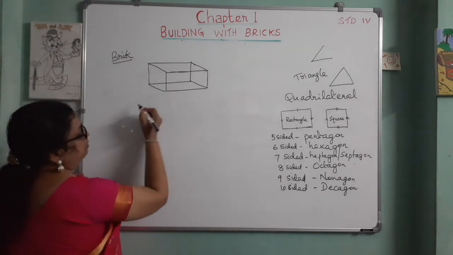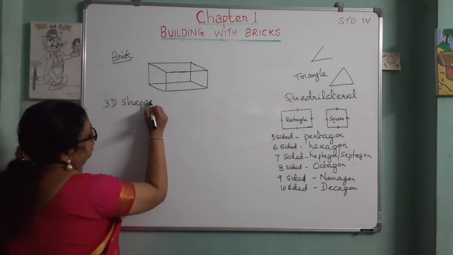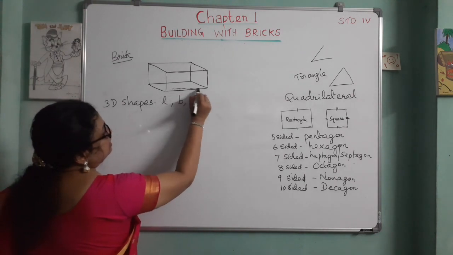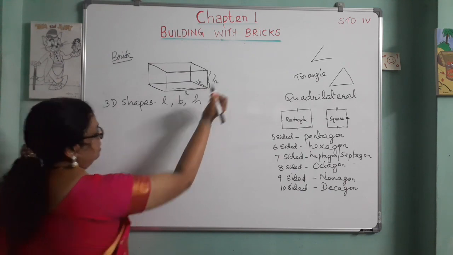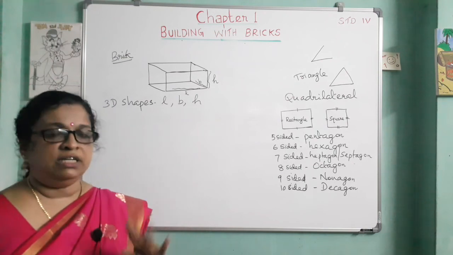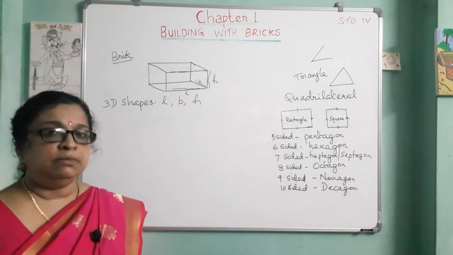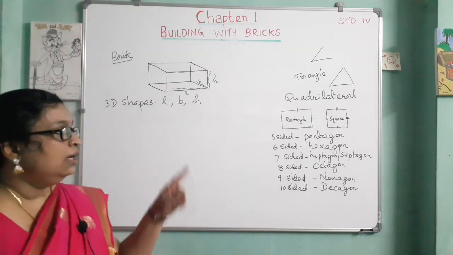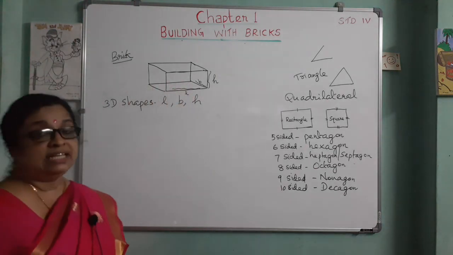This shape we call 3D shapes. 3D shapes means length, breadth and height. This is the length and this is the breadth and this is the height. So a shape which has length, breadth and height, 3 dimensions, 3 measures, is called a 3D shape. Then 2D shapes means length and breadth only. So rectangle is a 2D shape. Square is a 2D shape. But this brick shape is a 3D shape.